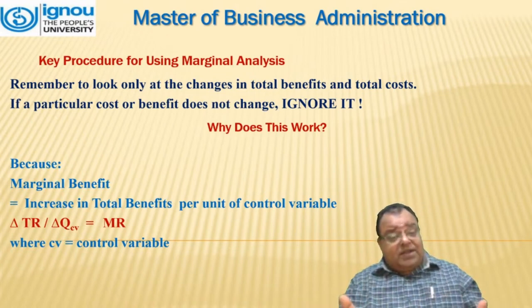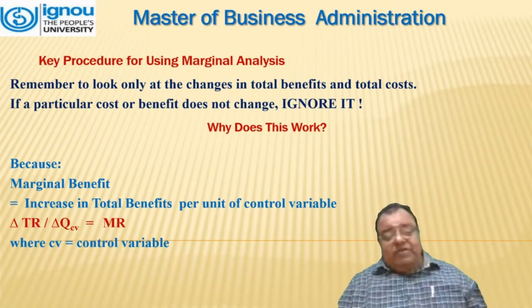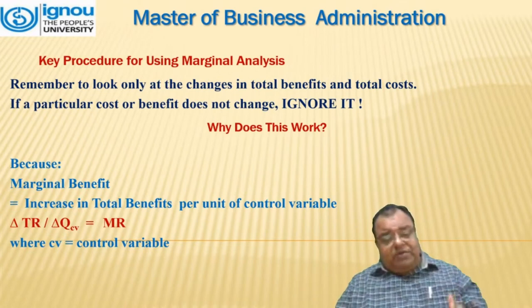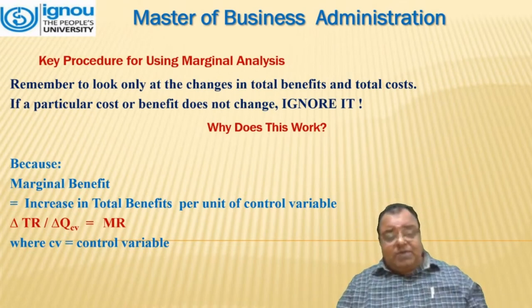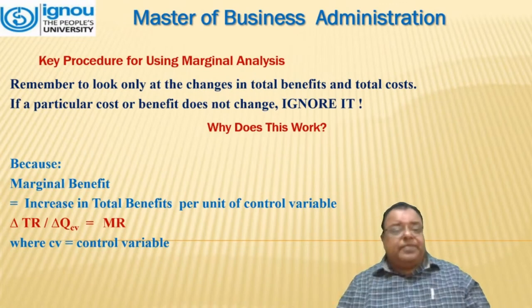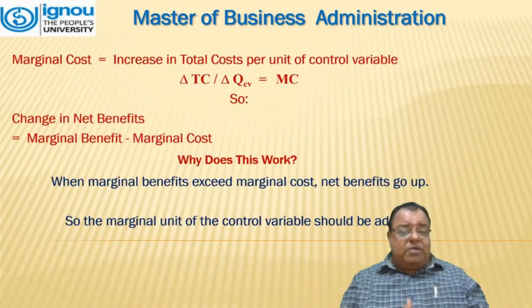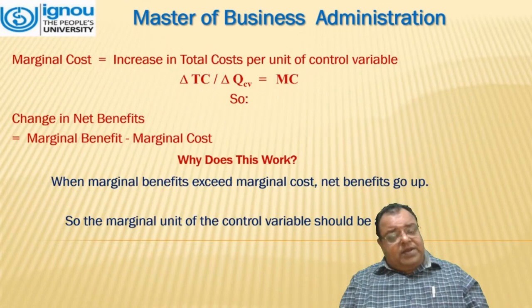Why does this work? Because marginal benefit is equal to the increase in total benefit per unit of control variable. That is, mathematically, MR is equal to delta TR upon delta Q CV, where CV is the control variable. Marginal cost is equal to the increase in cost per unit of control variable. That is, MC is equal to delta TC upon delta Q CV.